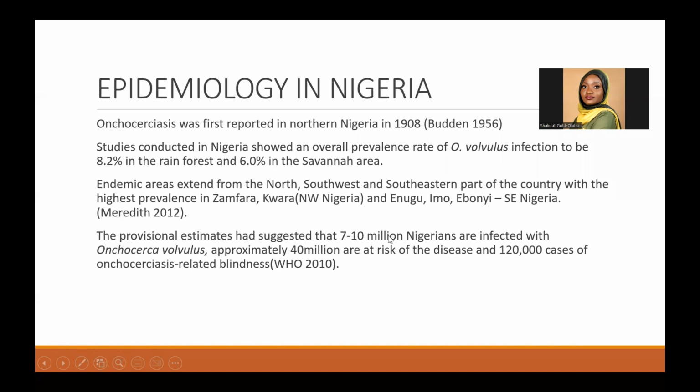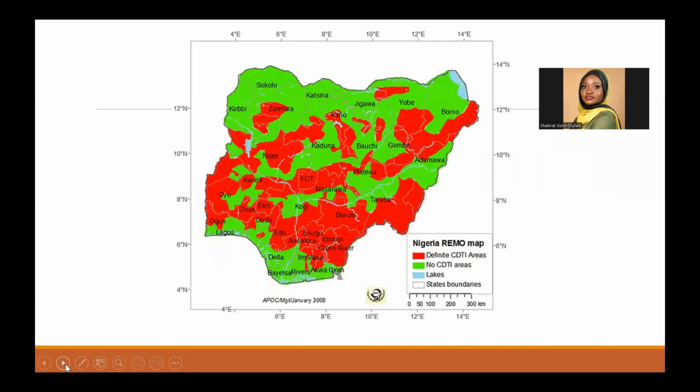So provisional estimates suggest about 7 to 10 million Nigerians have been affected with onchocerciasis. That's quite a high figure, but over 40 million are at risk of the disease because of being residents or living in areas that have the vector, well, that's the Simulium blackfly. And there are about 120,000 cases of onchocerciasis related blindness.